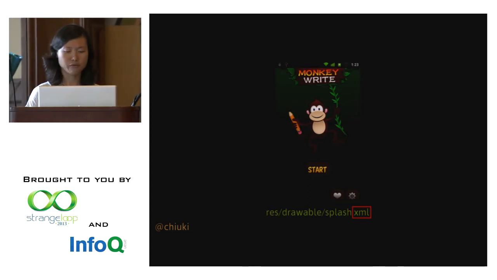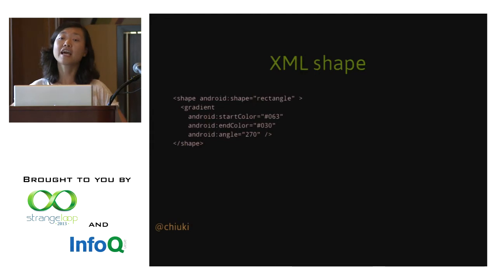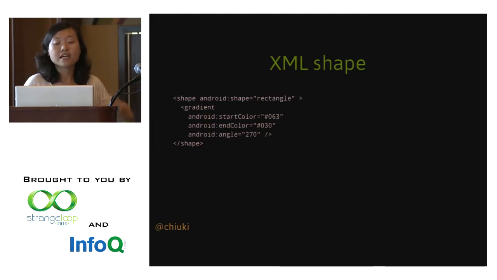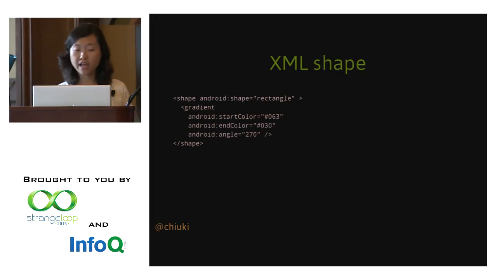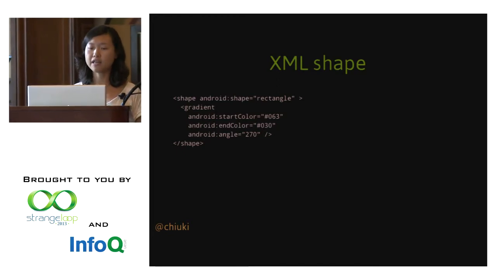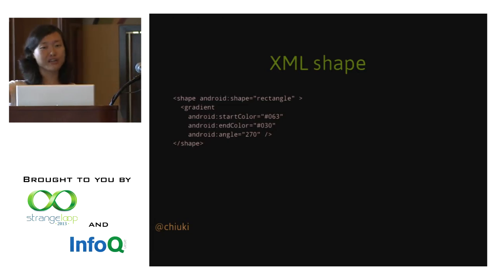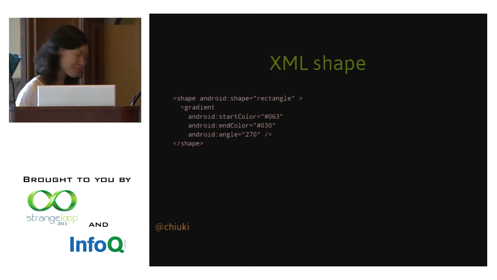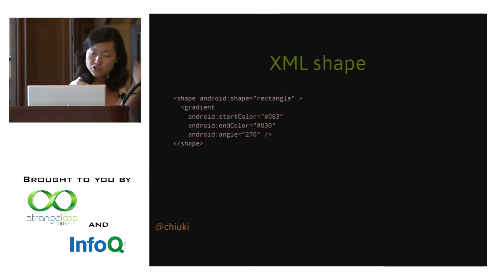What is an XML drawable? Here, I'm actually being declarative, right? I'm declaring that I want the background to be a rectangle with a gradient of this dark color and this end color, which, if you read RGB very fluently, goes from some shade of green to some other shade of green. And then Android will take the value from start to end and do all the math and extrapolate for you.